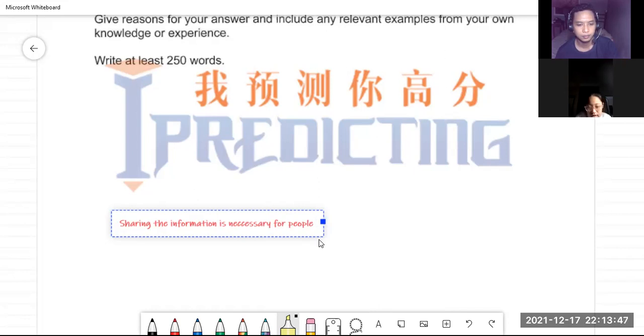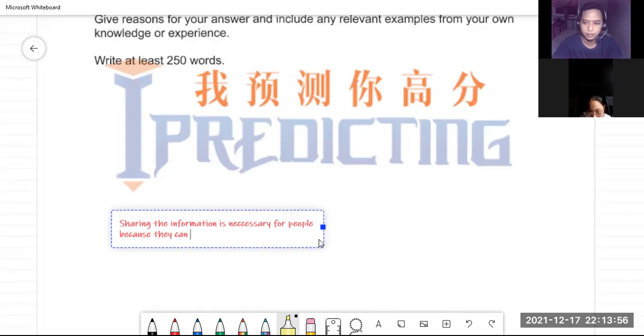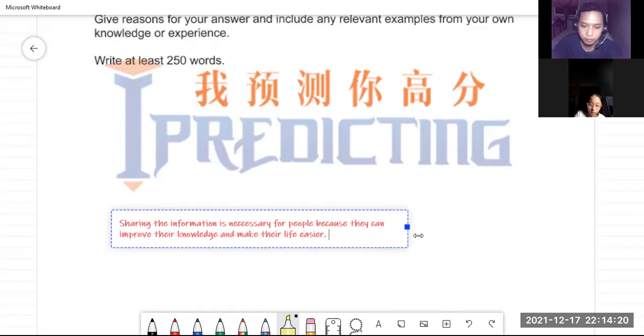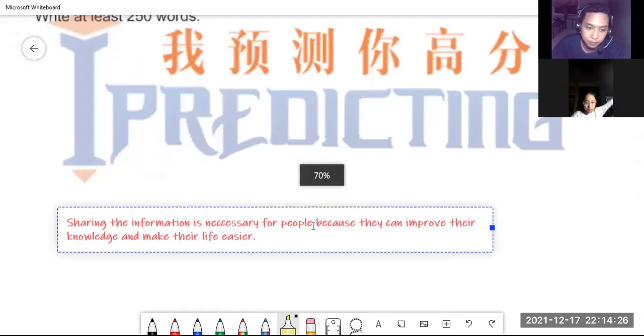Sharing information is necessary for people because they can improve their knowledge or make their life easier. Okay, very good. And make their life easier. Okay, very nice. So sharing information is necessary for people because they can improve their knowledge and make their life easier.